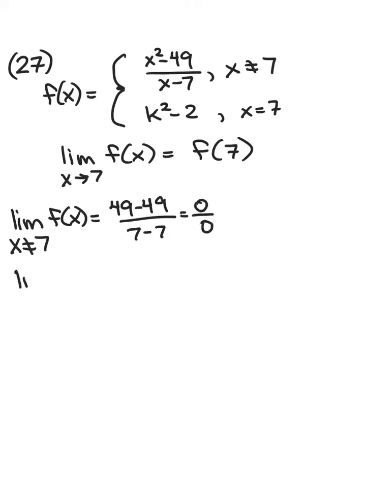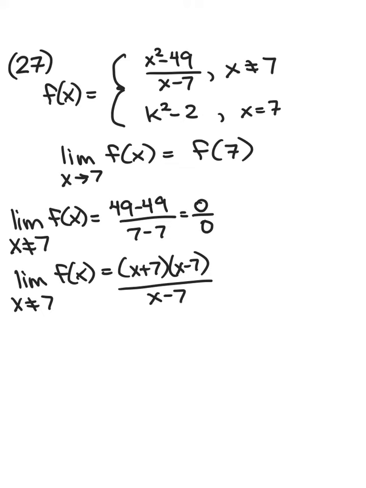Well, I can see right away that this expression can be factored. So let's factor this expression, and we're going to get x plus 7 times the quantity x minus 7 all over x minus 7. We see that those reduce out. Now if I substitute 7, 7 plus 7 is 14. So when x does not equal 7, but it equals every other value, the function is approaching 14.